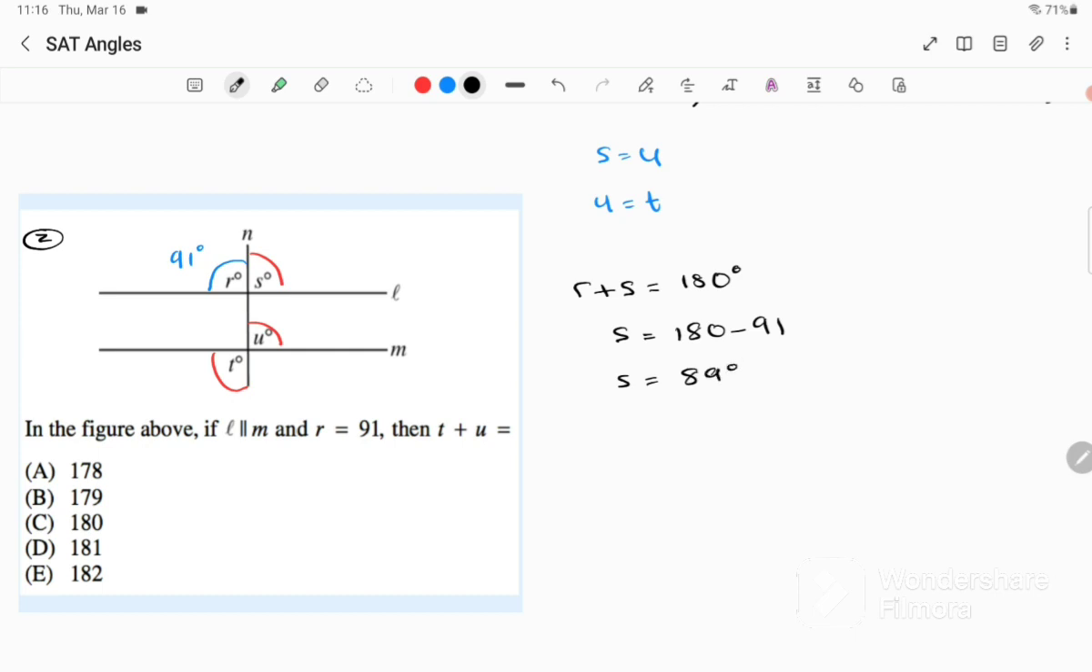Now, if S is 89, that means U is also 89 and T is also 89. So U plus T is going to equal 89 plus 89. And that gives us a value of 178 degrees. This is the correct answer for this question.